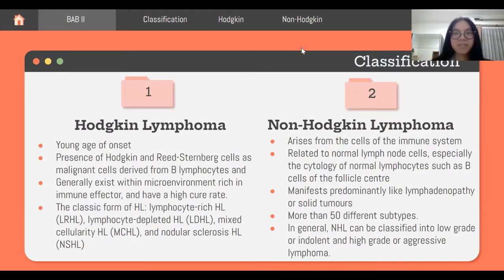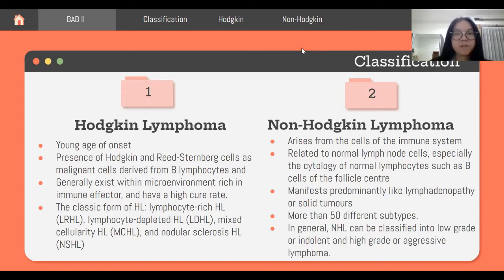Hello everyone, my name is Angelyne Mulia with last digit number 051. Next I will explain about the classification of lymphoma. In general, lymphoma can be classified into two groups, namely Hodgkin and non-Hodgkin lymphoma. This classification is based on histopathological differences that can be seen from the presence of Reed-Sternberg cells in Hodgkin lymphoma.